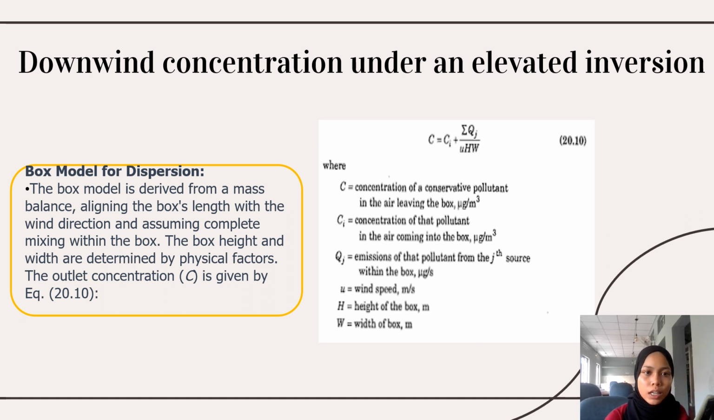So the box model for dispersion is actually derived from the mass balance, aligning the box length with the wind direction and assuming a complete sink within the box. And the box height and width are determined by physical factors. The outlet concentration C is given in Equation 20.10.